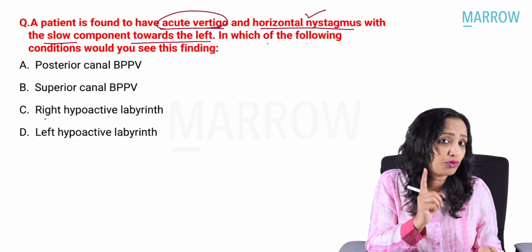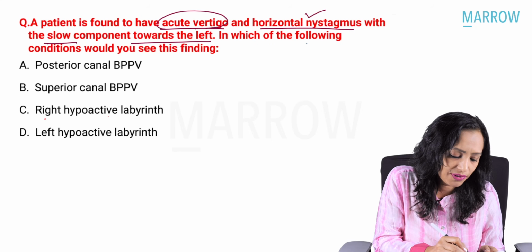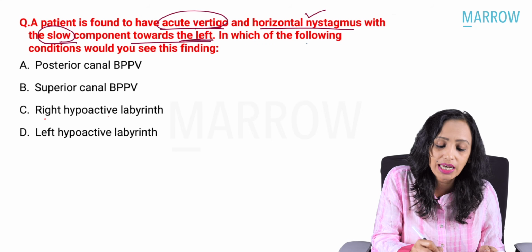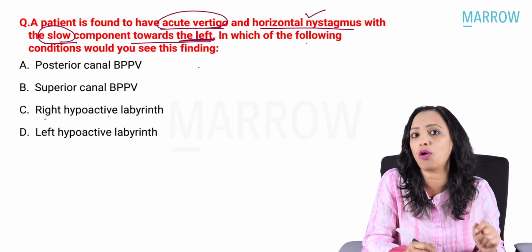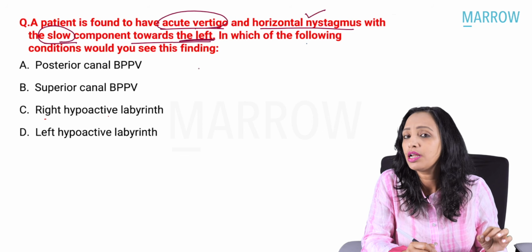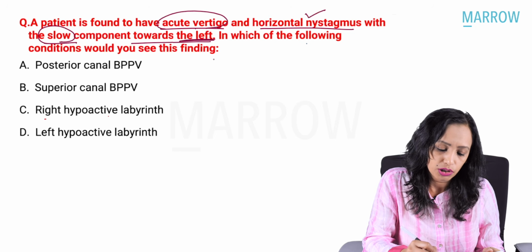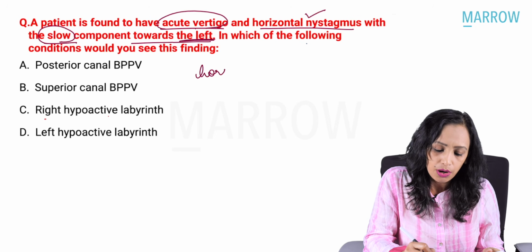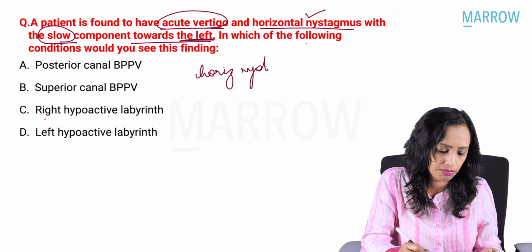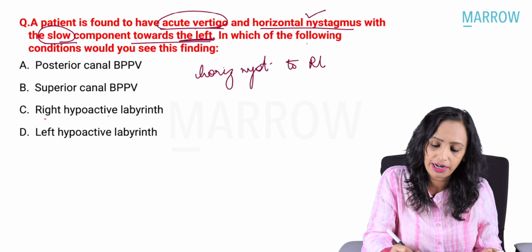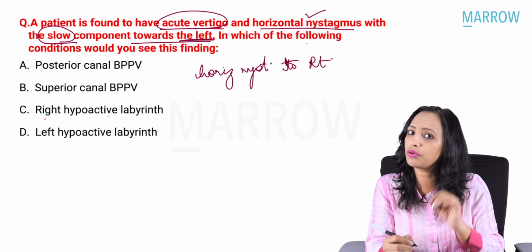Yes, read this carefully. Always read the questions calmly, carefully. So yes, what is given here is the slow component is towards the left. Whereas what's the direction of nystagmus? Direction of nystagmus is always the fast component, right? So in this patient, the direction of nystagmus will be towards the right. Yes, that is the fast component. So here we have a patient who has acute vertigo, and on examination there is horizontal nystagmus to the right. Whenever we say horizontal nystagmus to right, it means that the direction is towards the right.